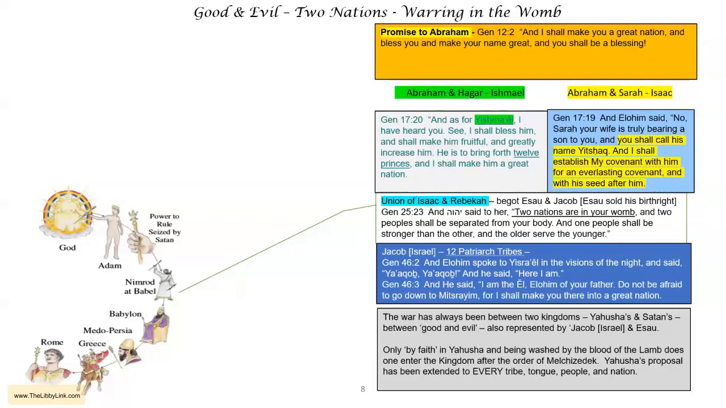So we also read Jacob, whose name was changed to Israel, had the 12 patriarch tribes. In Genesis 46:2 it reads, and in verse 3, "And Elohim spoke to Israel in the visions of the night and said, Jacob, Jacob. And he said, here I am. And he said, I am the Elohim of your father. Do not be afraid to go down to Egypt, for I shall make you there into a great nation."